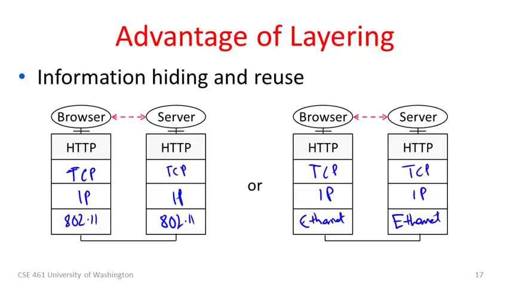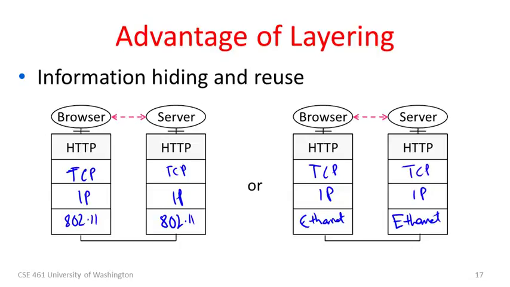So we're seeing information hiding and reuse here. The hiding part is that the browser and the server don't know and they don't care whether they're running over 802.11 or whether they're running over Ethernet. So we don't have to write a different version of them for these different networking technologies. That information hiding is providing a vast simplification in terms of making manufacturing networks.